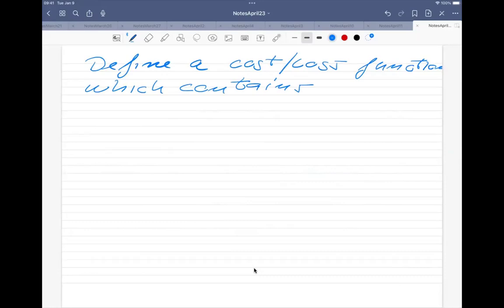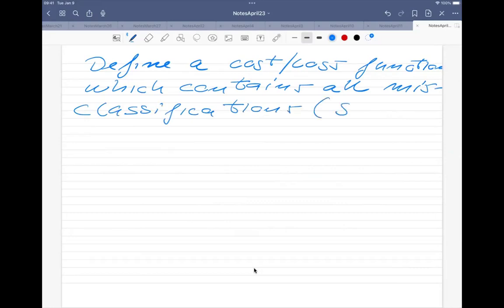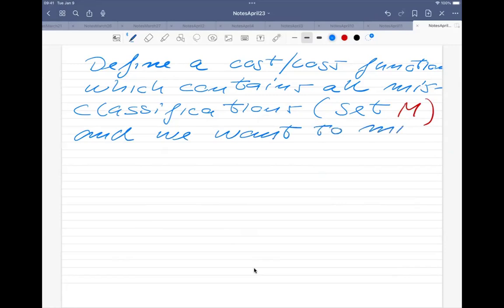So which contains all misclassifications, and suppose now that this is a set which we label as M. So let's call this a set M. And we want to minimize this one. And so we have defined such a cost function, and we want to minimize it. Minimize this specific function.